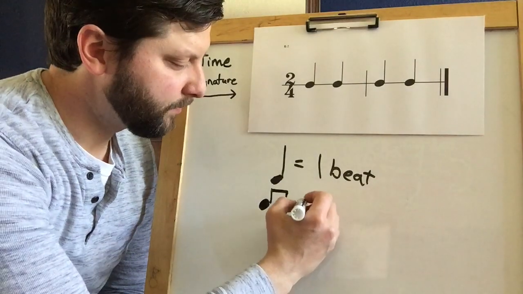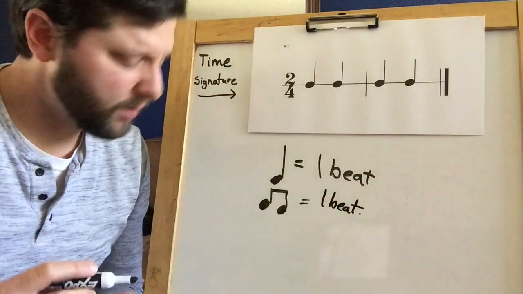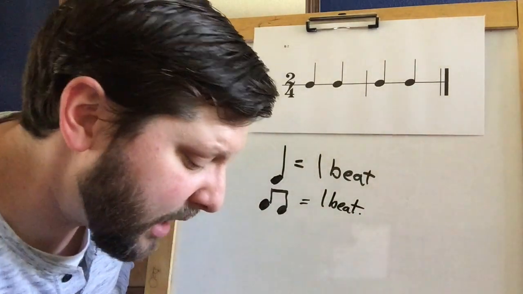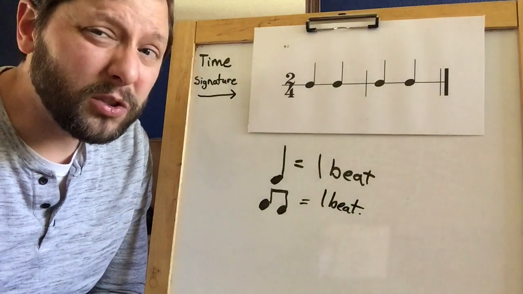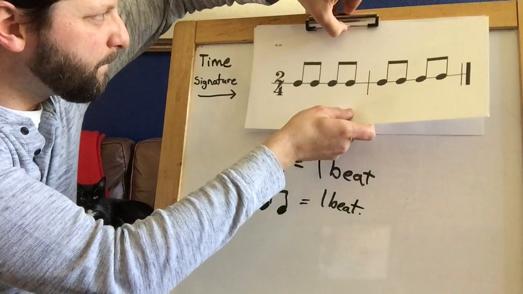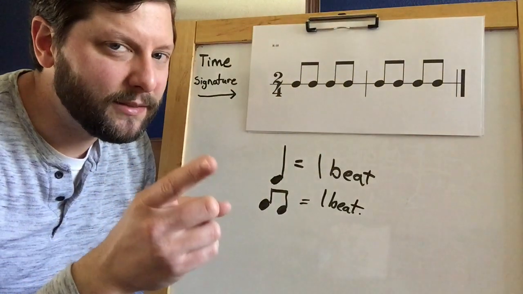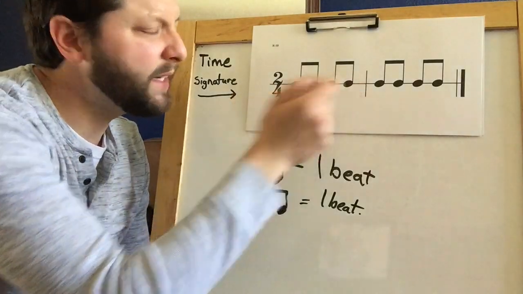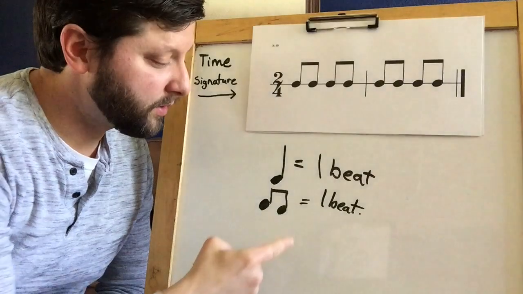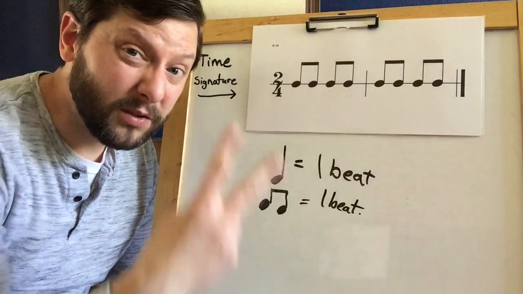Doubled eighth notes also equal 1 beat. So I wonder what happens if I take that doubled eighth note, if I make all those quarter notes into doubled eighth notes, what happens? We're still in Duple. It's still 2 beats for every measure. But check this out. We've got 2 eighth notes for every 1 quarter note. So we know quarter notes get 2 eighth notes.